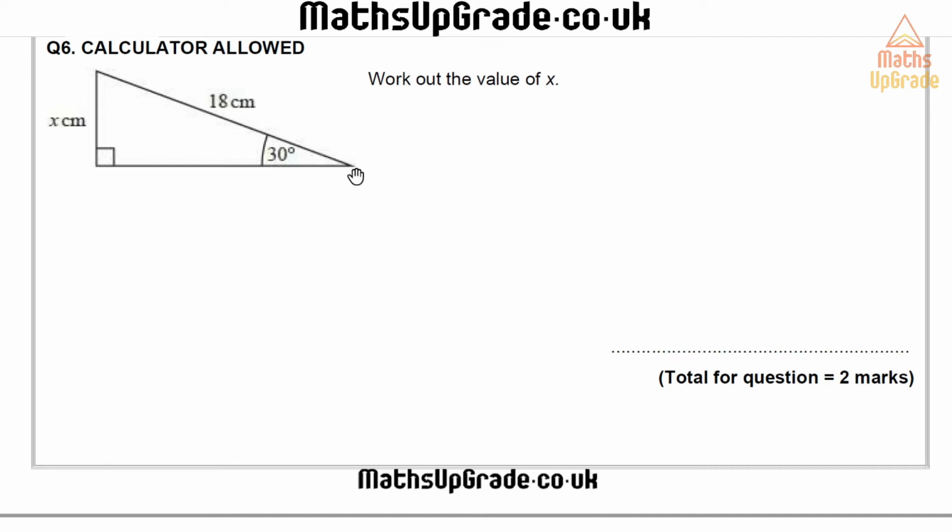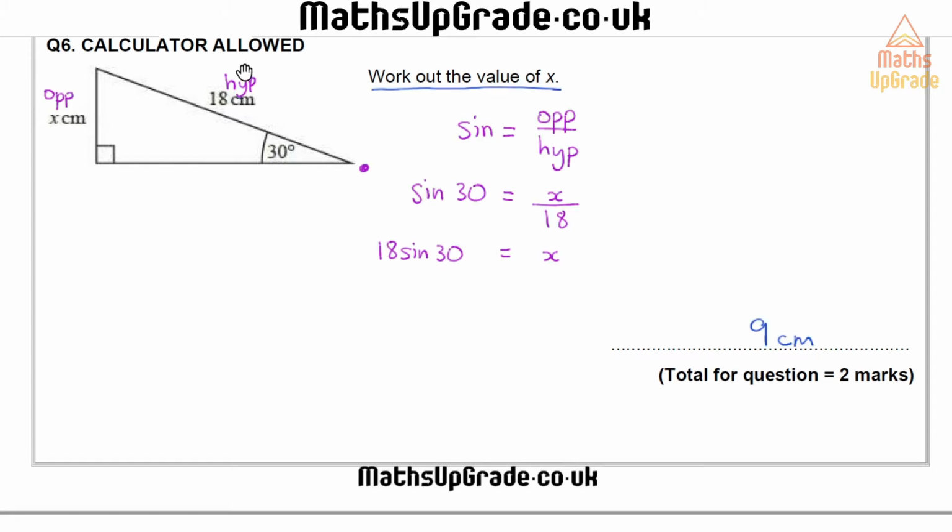So that's hypotenuse. Which side's adjacent to me? Here's the side which is adjacent to me. Which side's opposite to me? It's this one here. So I'm interested in both the hypotenuse, since it's given to me as a value, and the opposite, since it's what I'm trying to work out.